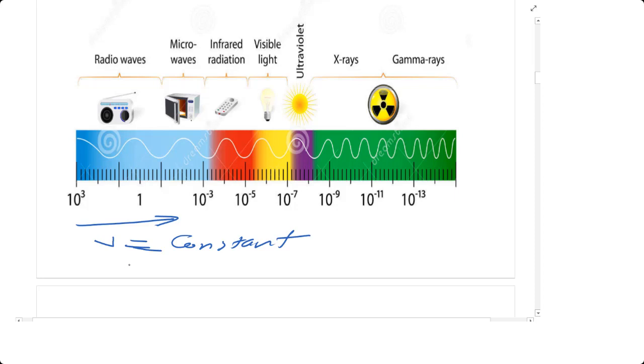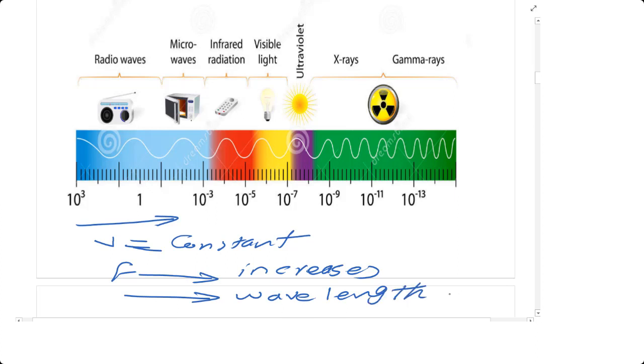What about frequency? When you move in this direction, the frequency increases. Also, if you are moving in this direction, the wavelength decreases, or lambda decreases. What does it mean? It means that if you are moving in this direction, the velocity for all of them is the same. The velocity of radio waves is the same as the velocity of gamma rays and the same as the velocity of visible light.